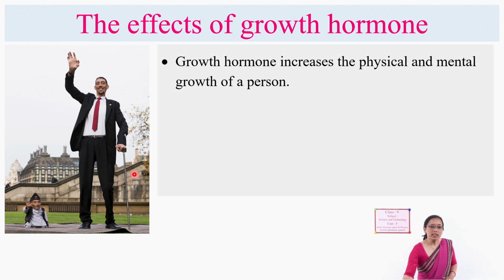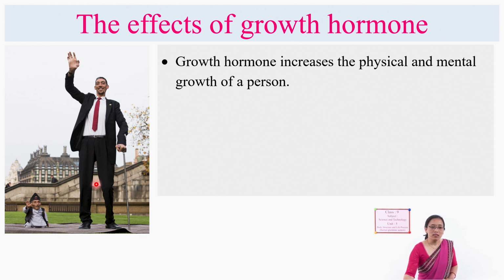Just see here in this picture, one man is very tall. He is the tallest man of the world. And another man is very small, that means the shortest man. He is also the shortest man of the world. Okay, and why do these things happen? Which hormone is affecting them?